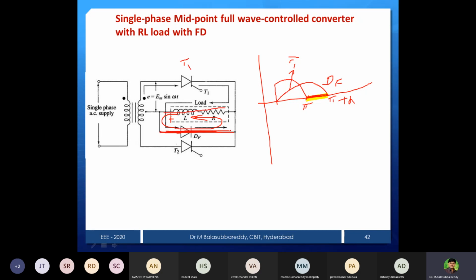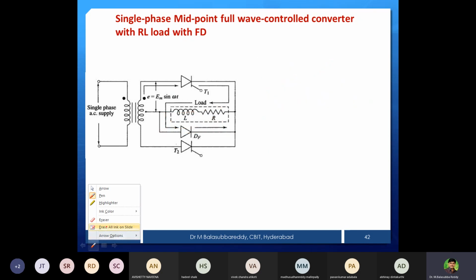This diode being on directly short circuits the load terminals, so the voltage will be 0, but the current freewheels through that loop. That's why we get conduction starting at alpha and then extending to pi plus alpha. So that will be the current waveform, and the voltage waveform is exactly the same as that of the R load. With an R load, thyristor T1 is automatically turned off at pi, but with an RL load it continues to conduct for some more time. That is the difference.